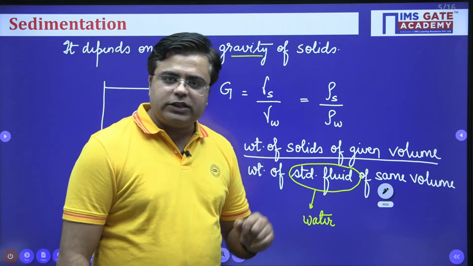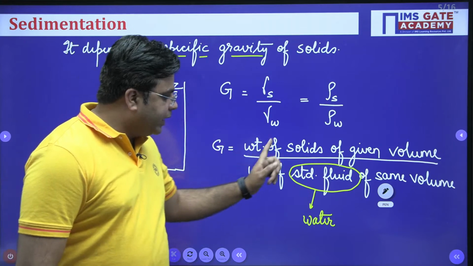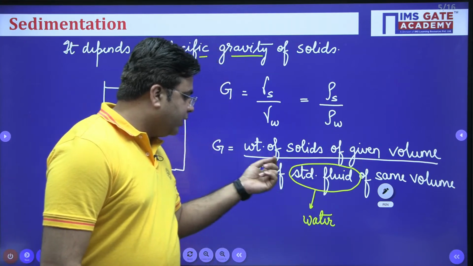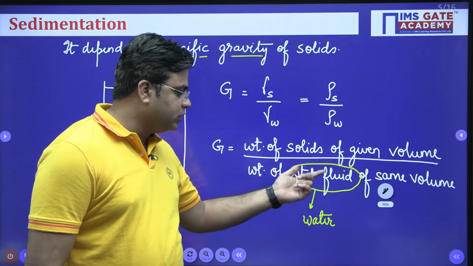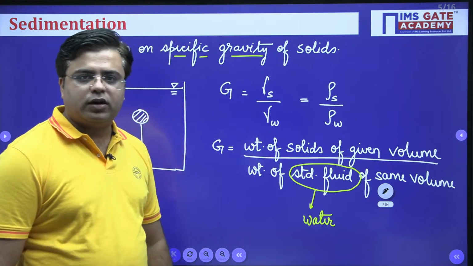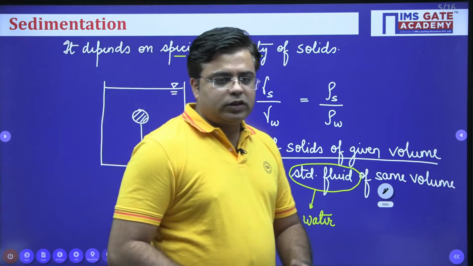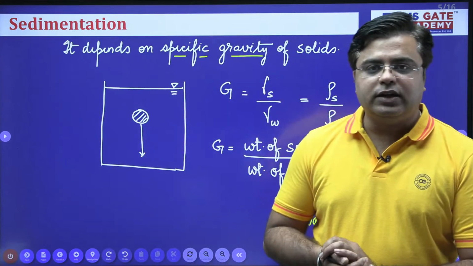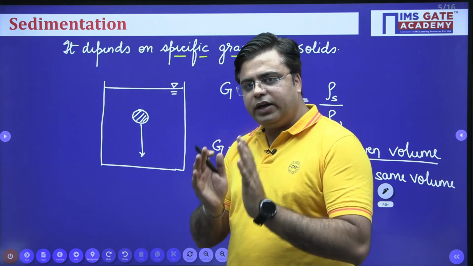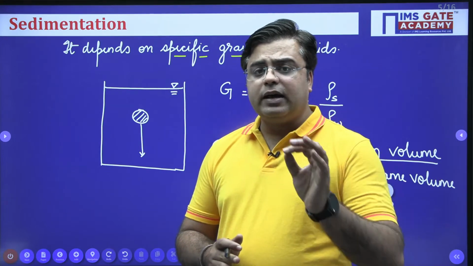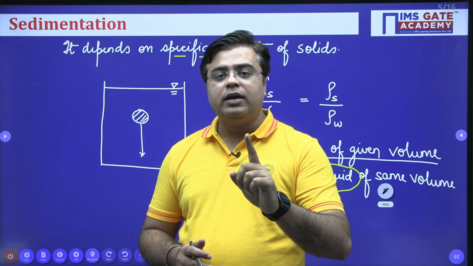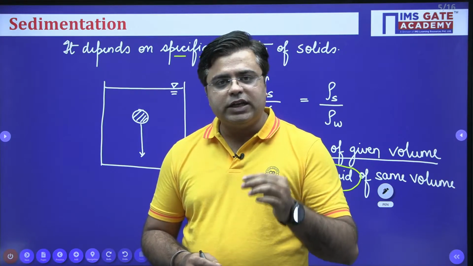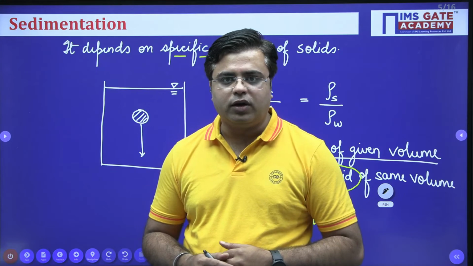The basic definition of specific gravity is weight of solids of given volume divided by the weight of standard fluid of same volume. So for us, this standard fluid is water. Okay, so this is how we start with the sedimentation analysis. The first thing that we need to understand is that the entire mechanism of sedimentation depends on one single parameter, that is specific gravity, which tells us about the relative weight of solids with respect to water, right?